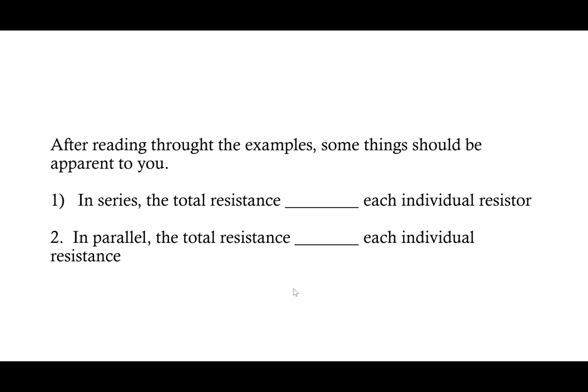So when you're looking at this and reading through these, you should be able to see that when they're combined in series, what happens to the total resistance? It's greater than each individual resistor. While in parallel, the total resistance is less than each individual resistor's resistance. So at this point, what you're going to want to do is work on the guided examples and work through the rest of the packet for our next class.